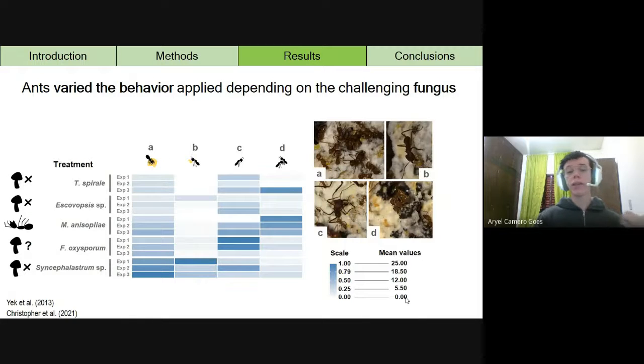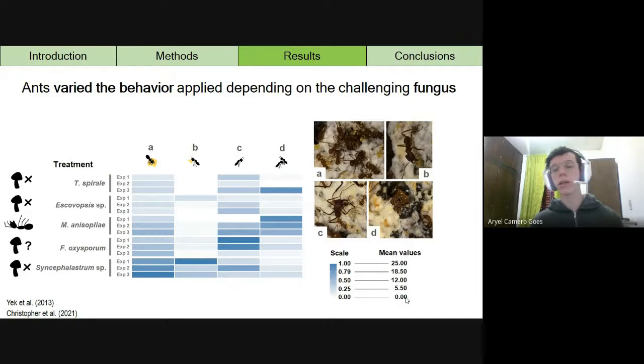In addition to that, the average of strategy applied also varied depending on the fungus. For example, you can see that to remove the contaminants from the ants, they applied more for Metarhizium and also for Trichoderma. Even fungus grooming, which is very commonly applied to all of them, you can see that the average also has different strength, with more application regarding Syncephalastrum and Fusarium.